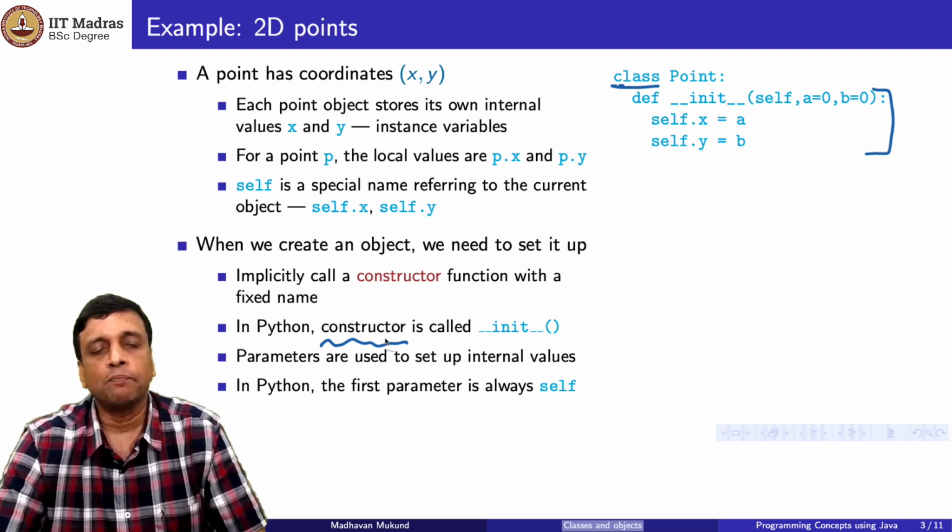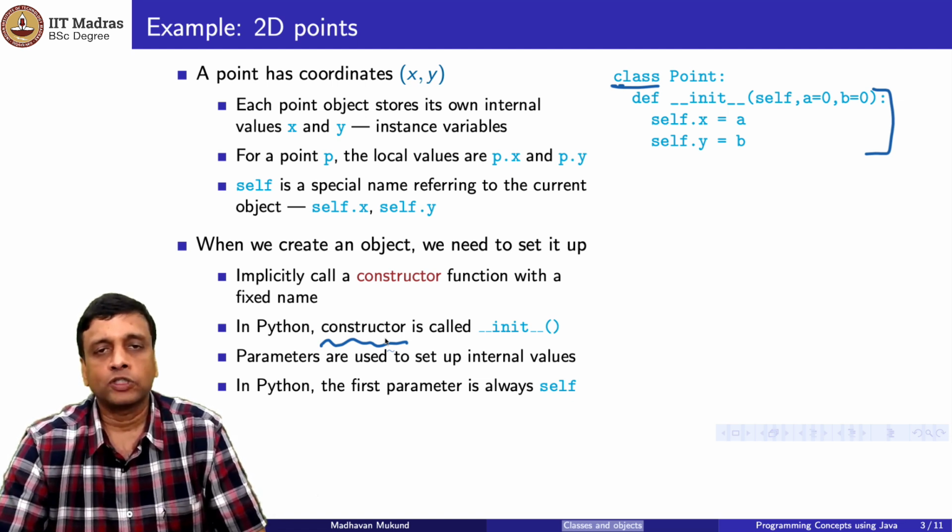A constructor is a function that is implicitly called when we instantiate an object from a class. Each time we create an object from a class, we get a concrete variable pointing to a concrete object. We have to set up the instance variables in that object, and that's done through the constructor. So this is like a function which is called implicitly. Since it is called implicitly, it must have a fixed name.